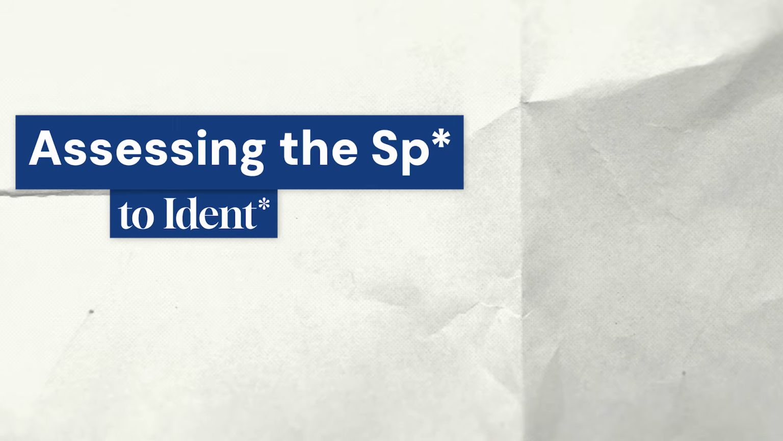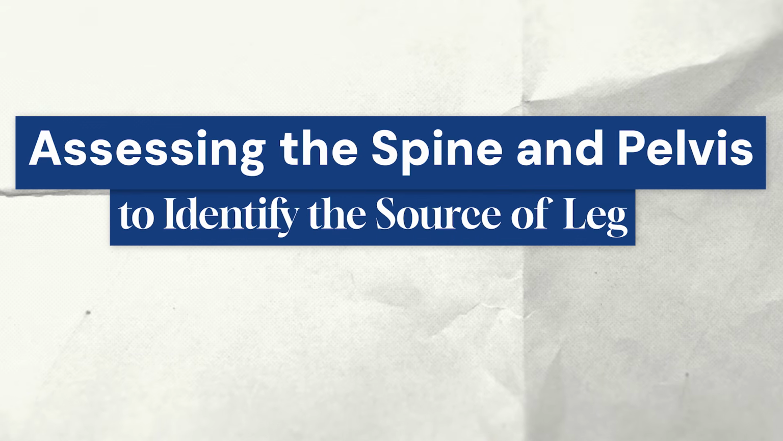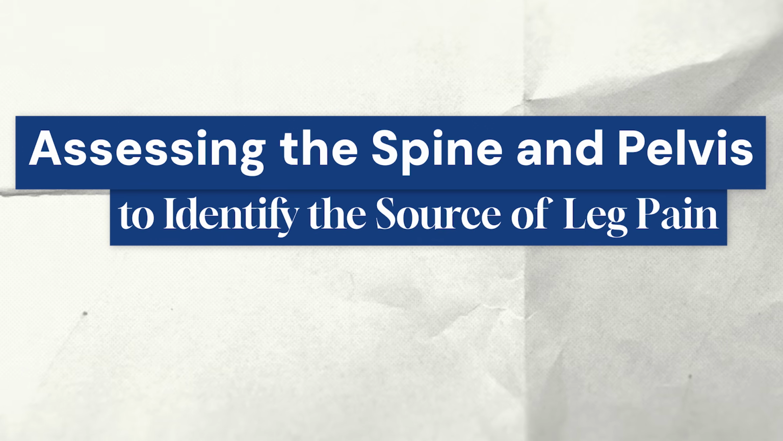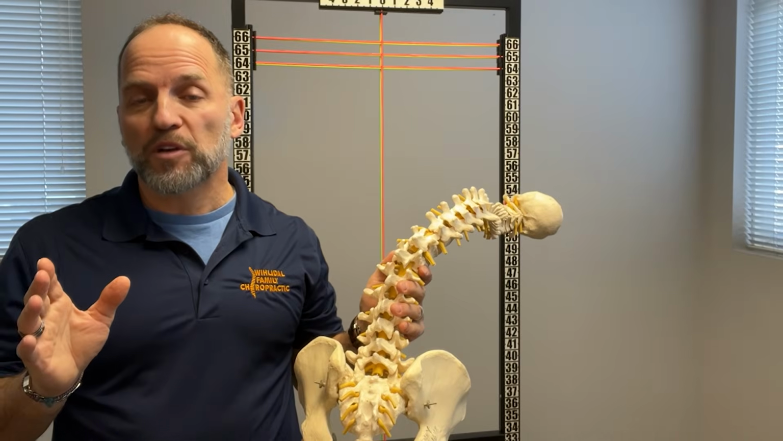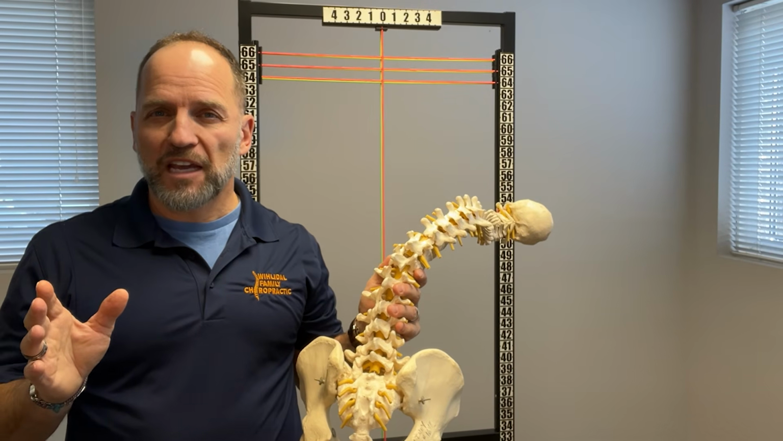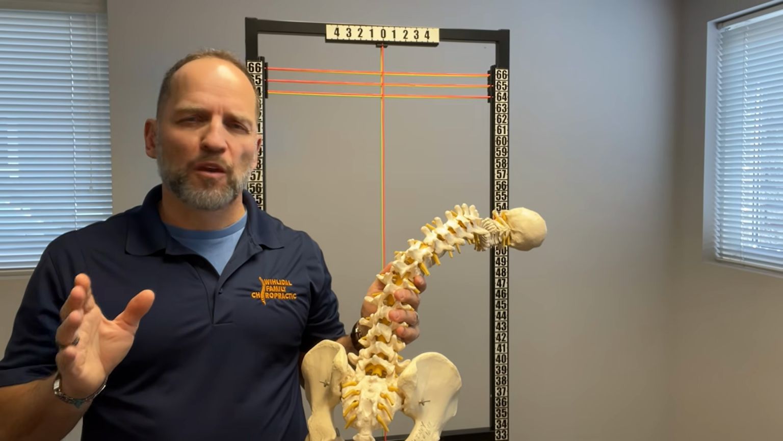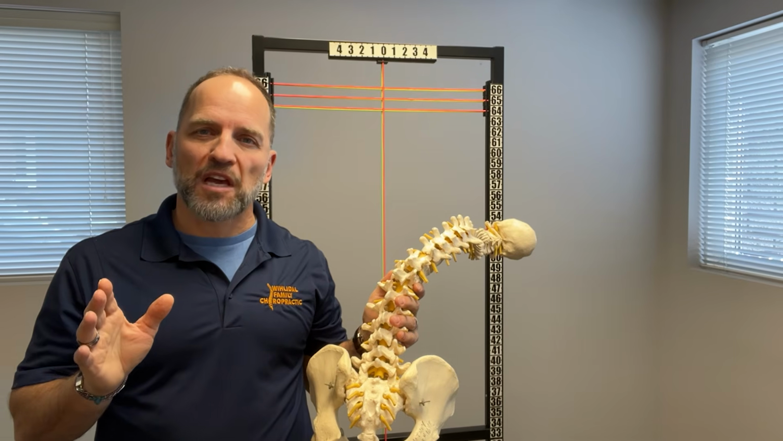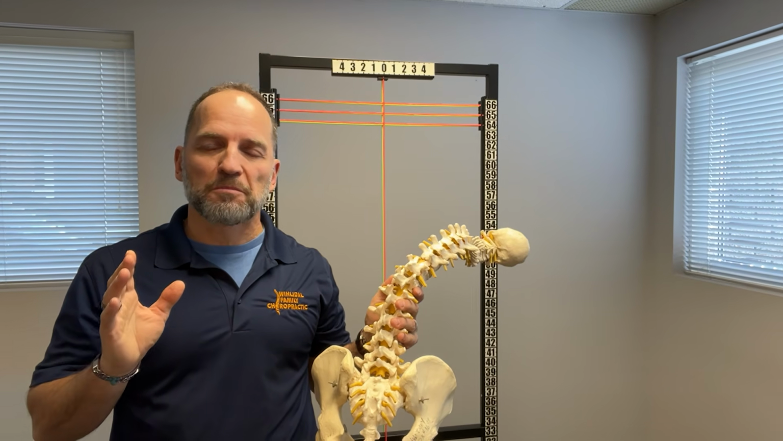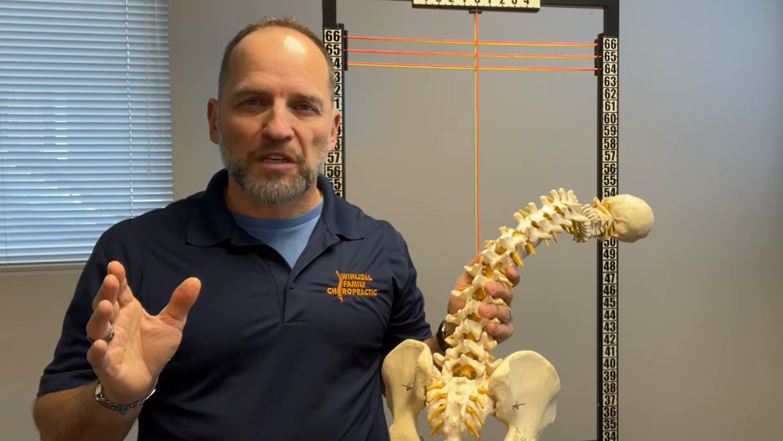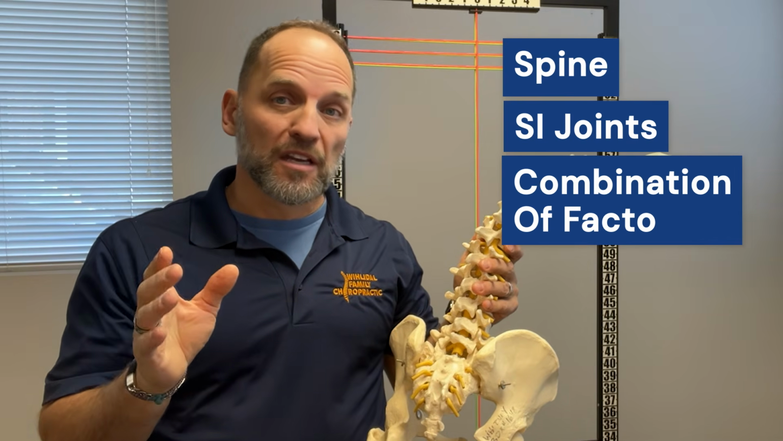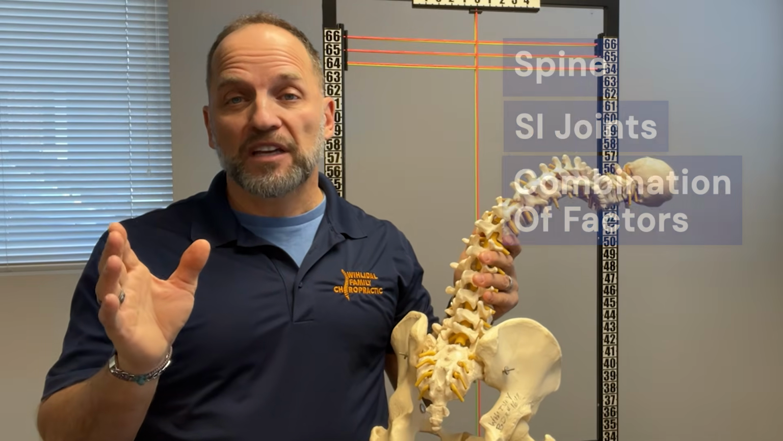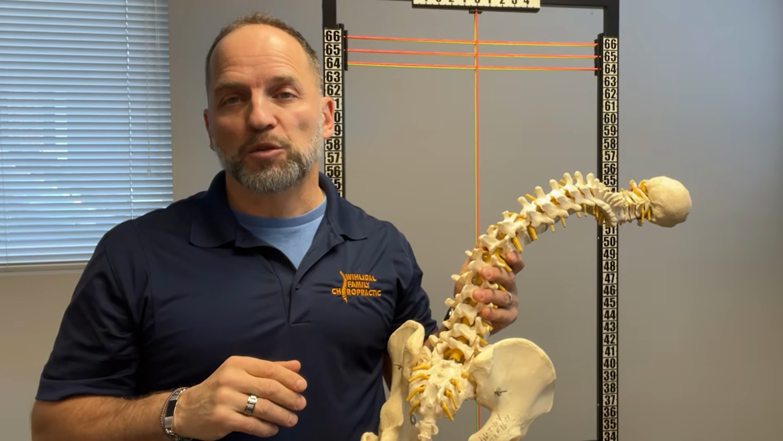Now that you understand both how and why leg pain can come from several different sources, the next step is figuring out which one applies to you. This is where proper assessment matters. Rather than guessing or treating every case the same, we use a focused and structured process to determine where the nerve is actually being irritated, what's contributing to it, and whether the issue is coming from the spine, the SI joints, or a combination of factors. This allows the care to be specific, efficient, and targeted to the actual problem.